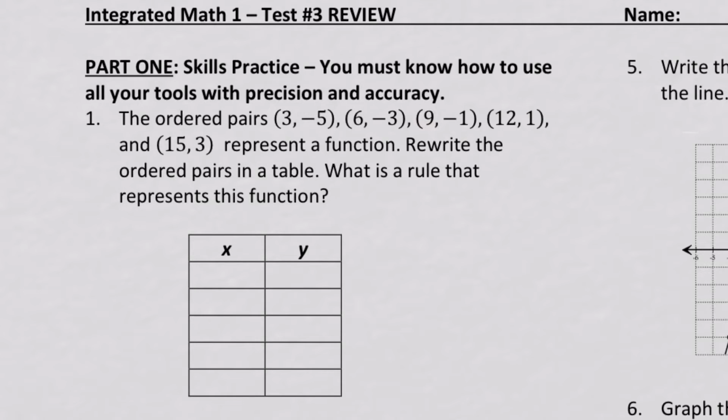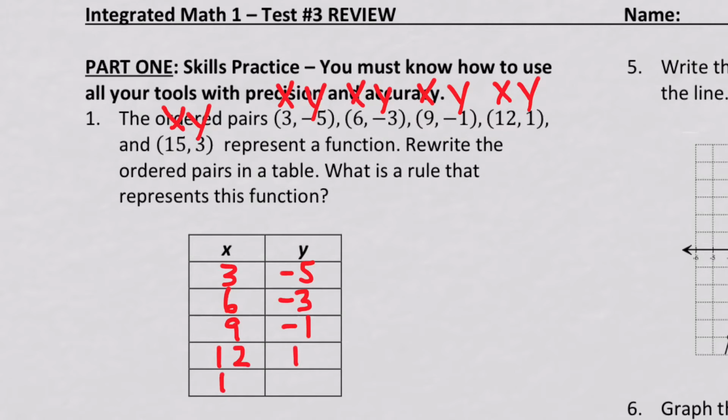So the first thing is, let's label our points as x and y. So here's x and y, x, y, x, y, the x and the y coordinate, and for the fifth point, x and y coordinates. If we label everything first, it's easy to see what goes where. So if I look at the first point, (3, -5), I can put that here. The second point is (6, -3). Third point is (9, -1). The fourth point is (12, 1). And the fifth point is (15, 3).